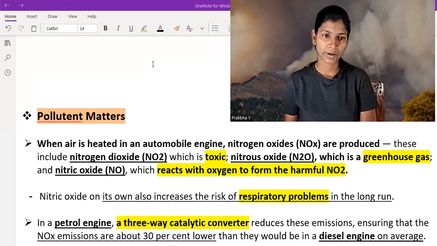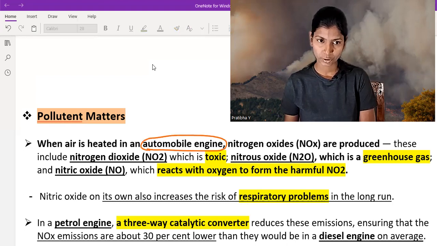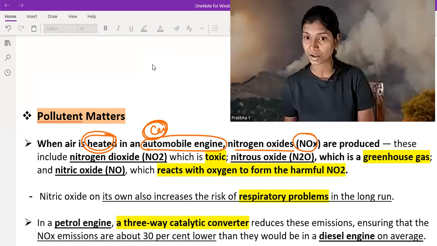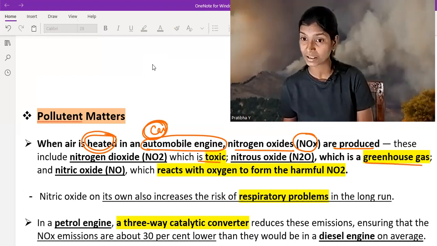Pollutant matters. When air is heated in the engine of a car, nitrogen oxides, NOx, are produced. These include nitrogen dioxide, nitrous oxide, and nitric oxide. Nitrogen dioxide, NO2, is toxic; nitrous oxide, N2O, is a greenhouse gas; and nitric oxide, NO, reacts with oxygen to form the harmful NO2.